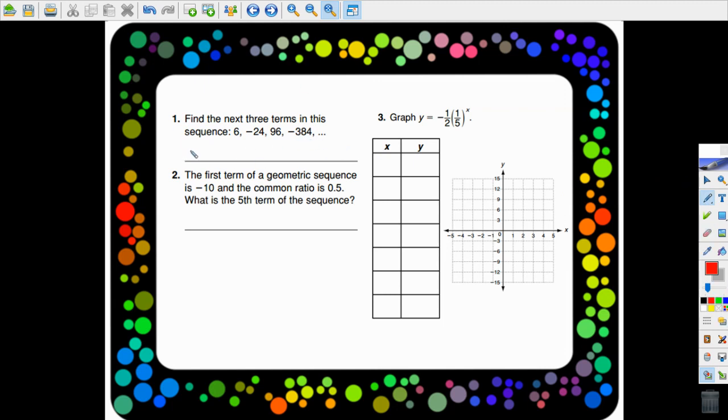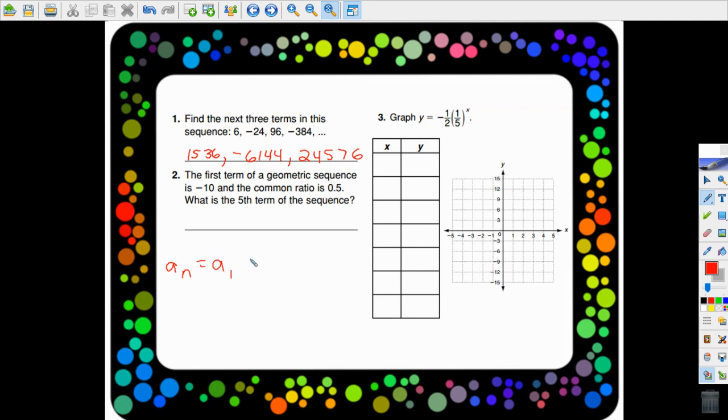-384 times -4 would get me 1,536. Multiply that value times -4 would be -6,144. And multiply that value by -4, you get 24,576. The next type of problem with geometric sequence is using the formula.